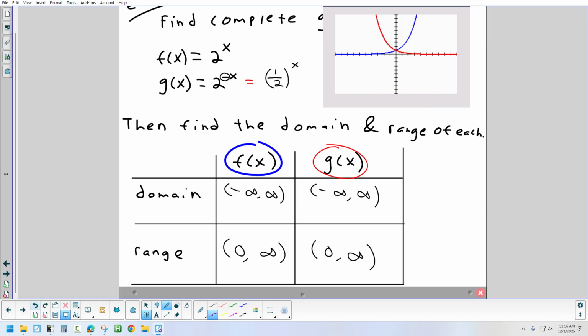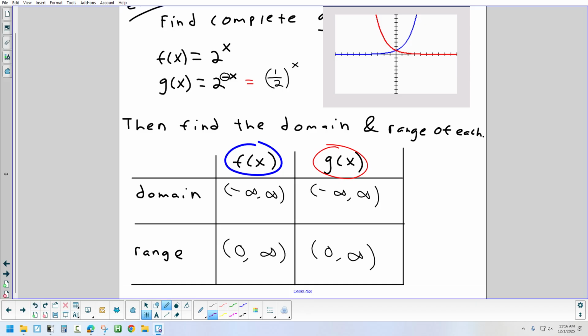Anything else? Yes? When it's negative infinity, does it always go first in the parentheses? When you write an interval, you always put the smallest thing first and the bigger thing second. And since negative infinity is the smallest imaginable thing you could have, it would always have to go first in the parenthesis.